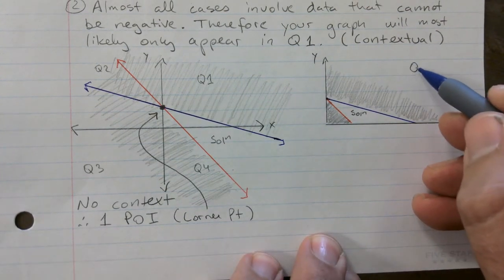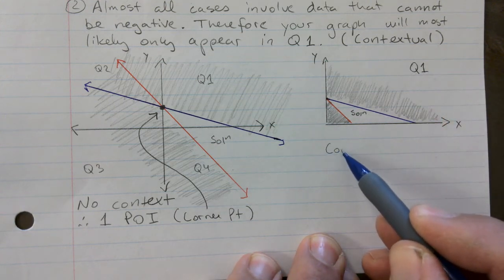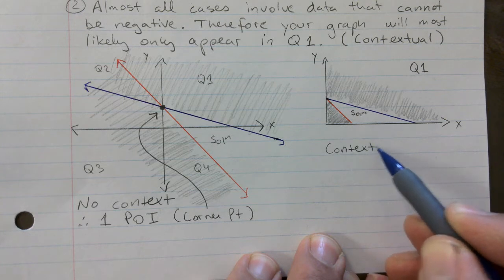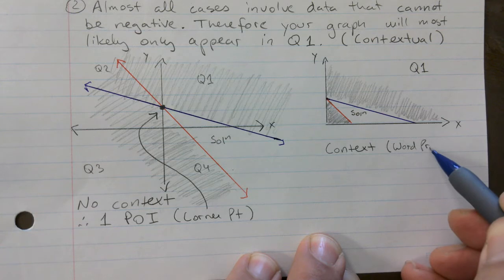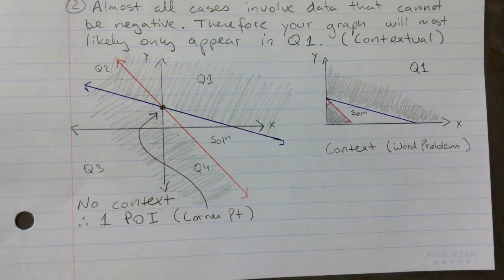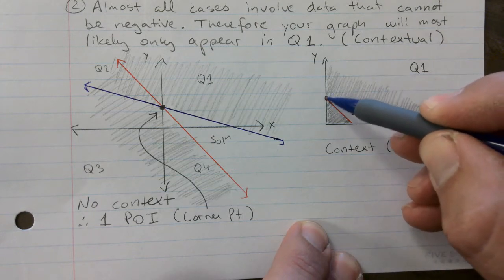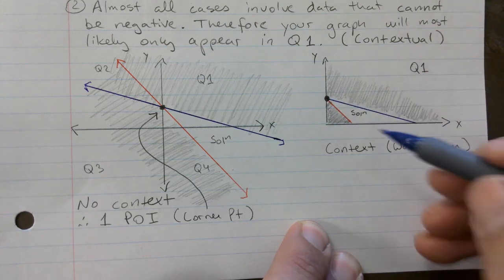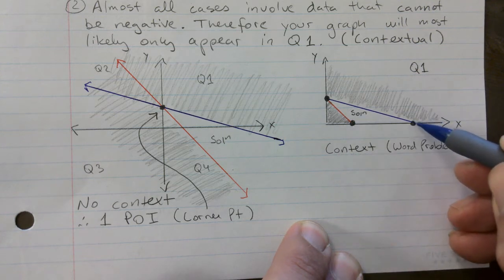This is only quadrant 1, and this has a context around it. You can say word problem. If that word throws you off, that's just saying it's a word problem. Okay. Now you have more than just one corner point. So let's make sure they stick out. So there's still this one here. And then you have this one here and this one there.